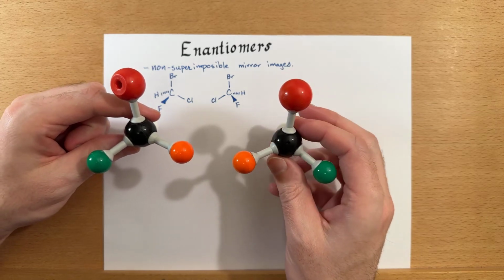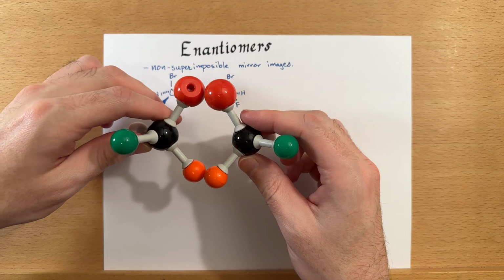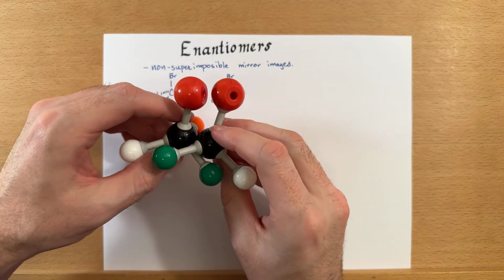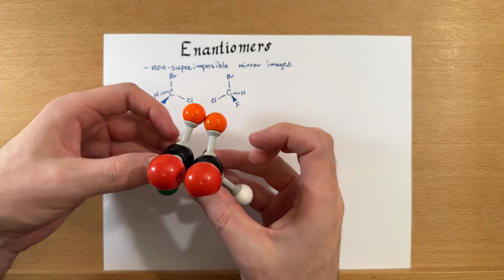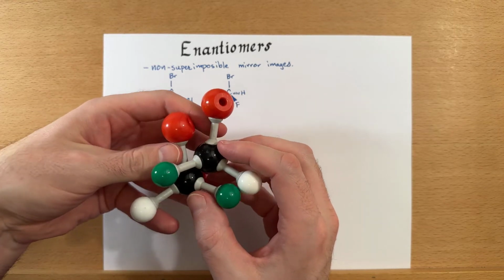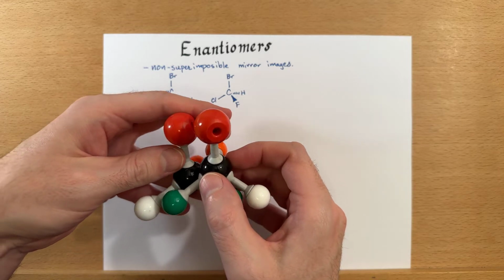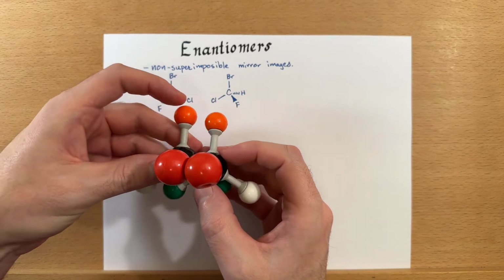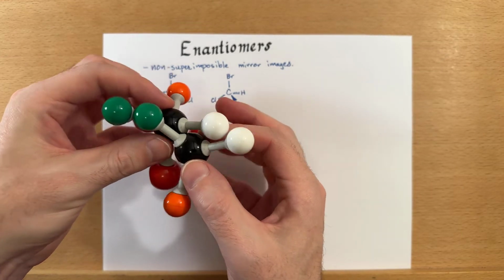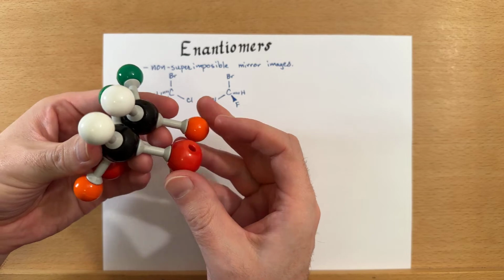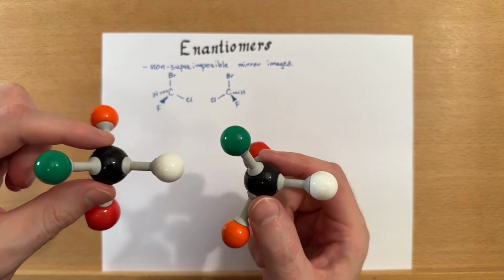Now, the question is, can we superimpose these two molecules? So I'll just kind of try to bring them together, and then I'll look, and when I rotate it around, I've got the carbon in the same position, and I have the bromines in the same position, and the chlorines are. But there's a mismatch between where the fluorines and hydrogens are. So we cannot directly align these completely. They're non-superimposable. And if I were to try to match up the hydrogen and the fluorine, well, now the bromine and the chlorine are mismatched. So these are an example of an enantiomer.